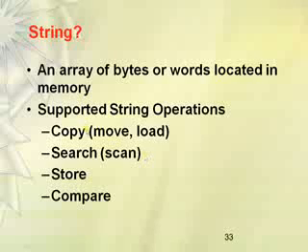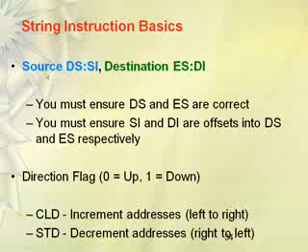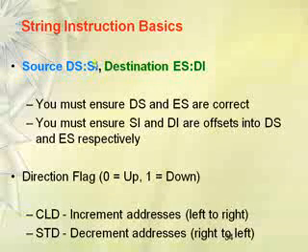Now the strings are going to support these instructions: copy, search, store, and compare. Copy is nothing but move or load, and search is nothing but scan. Let us see that. In case of string instructions, source will be considered as DS:SI. So the source location is the location pointed by DS and SI, and by adding these two registers we get the physical address. Destination will be considered as ES and DI.